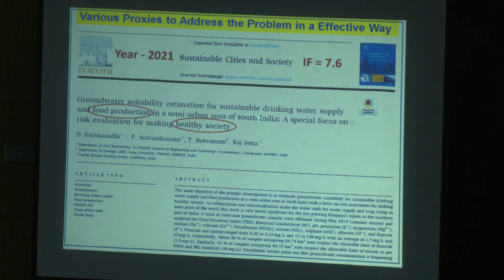Then another journal is Sustainable Cities and Society. It's a very good journal. If you do some work in a particular city and your work is related to society, you can choose this journal. It's an excellent Elsevier journal, with an impact factor of 7.6. Here you have to coin the words: healthy society, and how your work will be useful for the improvement of society, food protection and drinking water supply.